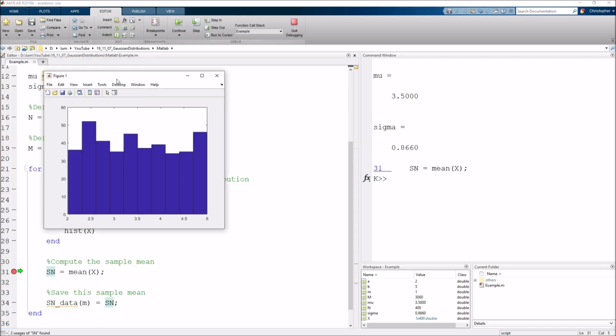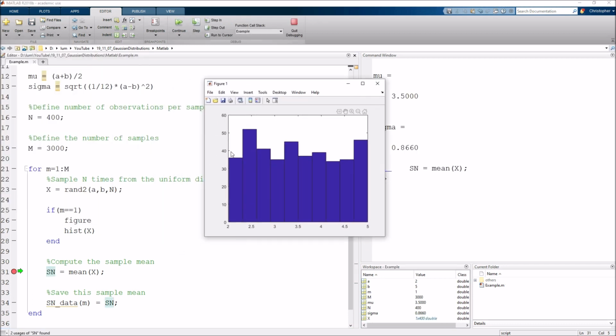And as expected, you look at this thing, and it's a uniform distribution, right? So here's my first sample, which now has 400 observations. And if you plot that, everything between 2 and 5 is equally likely, right? So you get this uniform distribution.